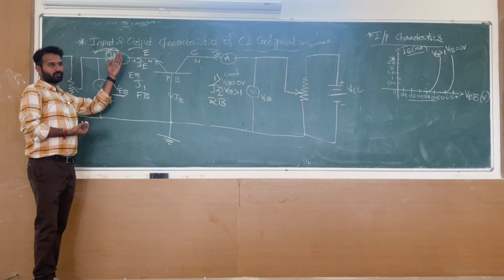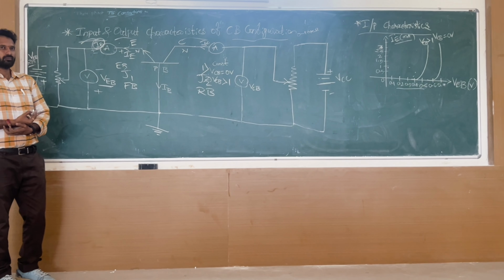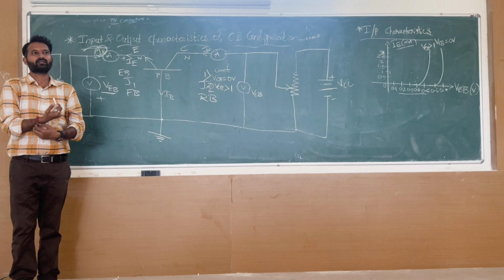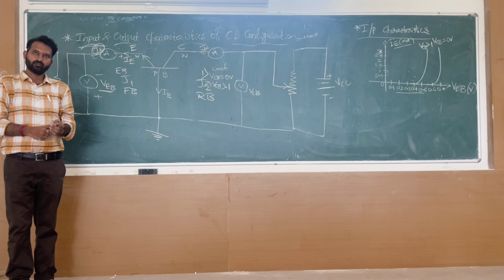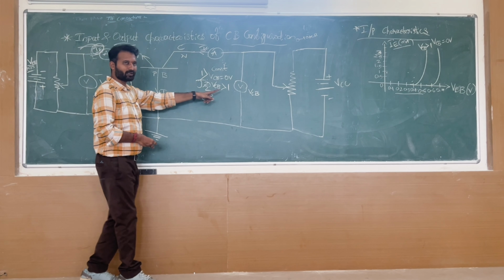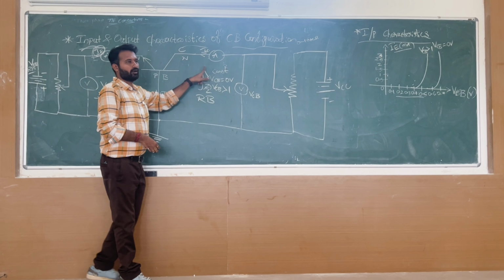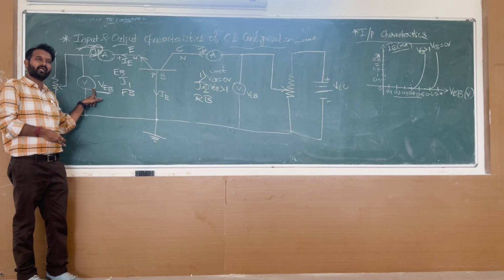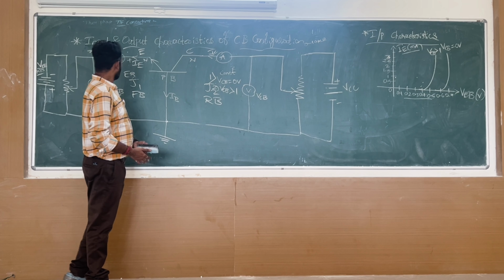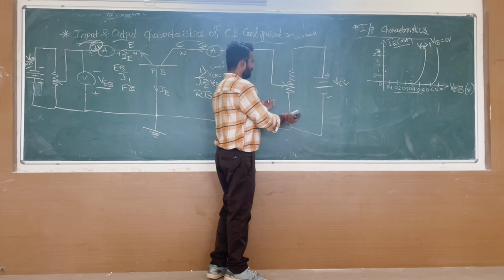Output characteristics of the common base configuration. What do you do for output characteristics? How will you study them? Vice versa of this. Whatever parameters are available at the output side, you will vary, you will change. Whatever parameters are available at the input side, you will keep constant. So let me draw the diagram for that. Shall I erase this? Or have you already noticed? I'll rub this.